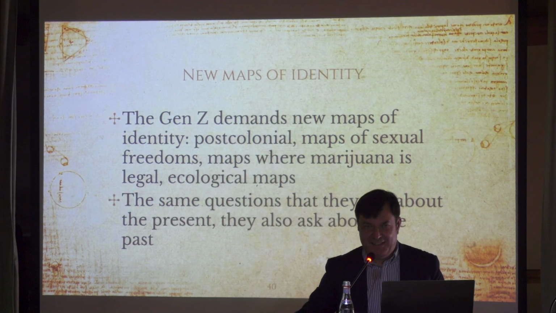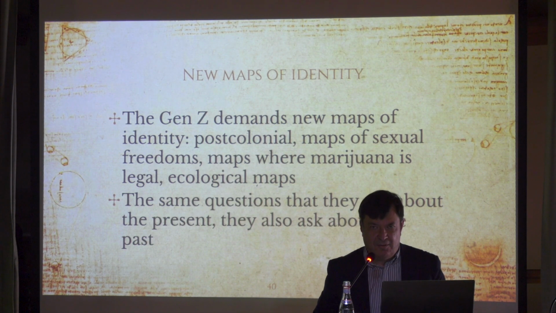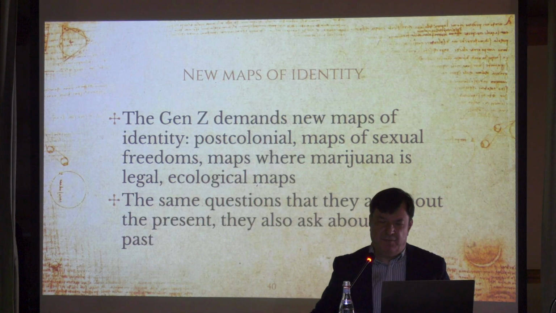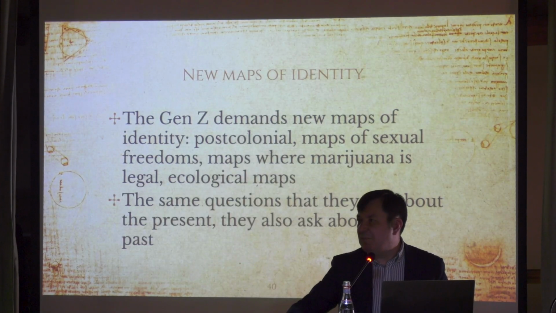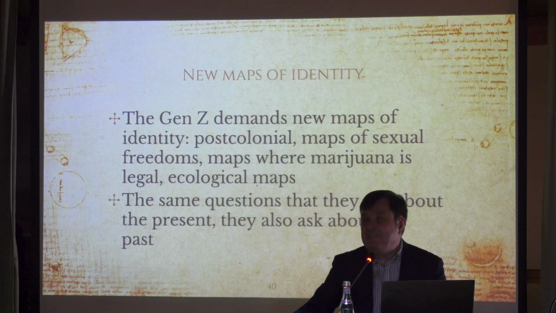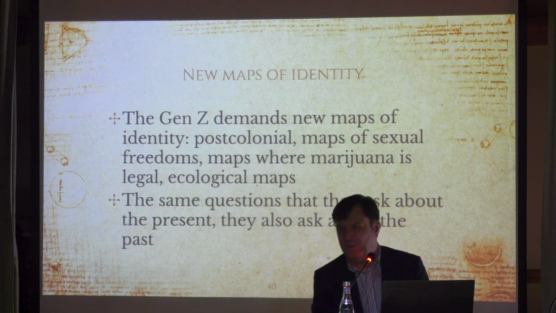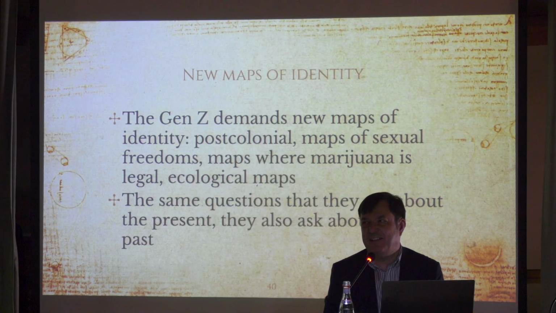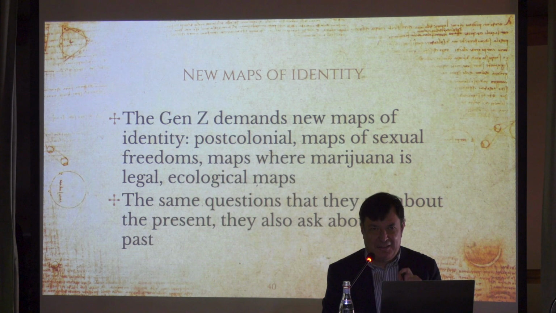Where was marijuana legal 50 years ago? What did ecology look like 50 years ago? Where were gay relationships legal 50 years ago? Where were those and those crimes committed? So these are totally new maps, not the maps that we use. And unless we start to make such maps, and if we keep being focused on these maps of national, religious, and other identities, I'm afraid that the discipline will lose its appeal to the Z generation.